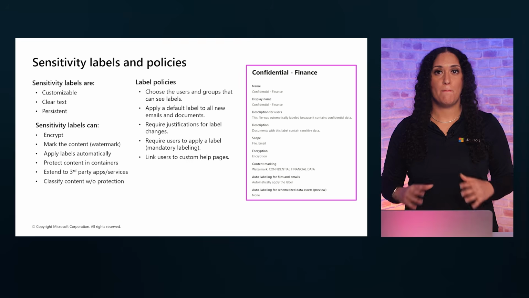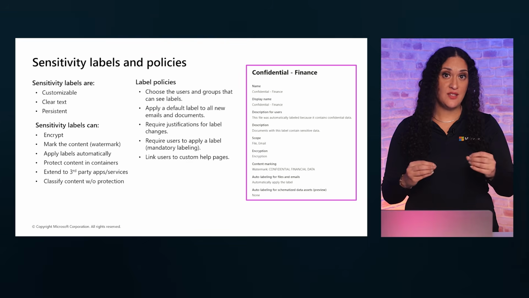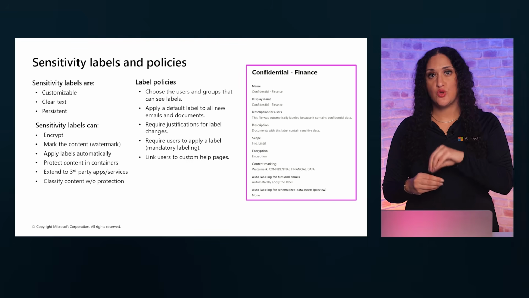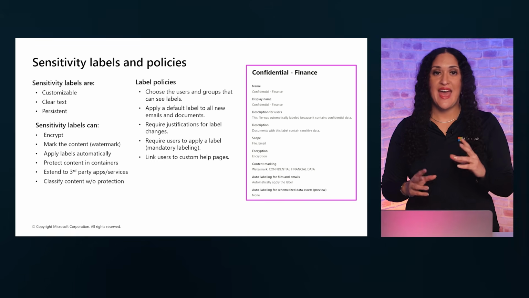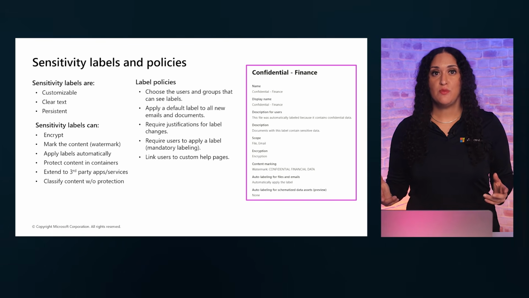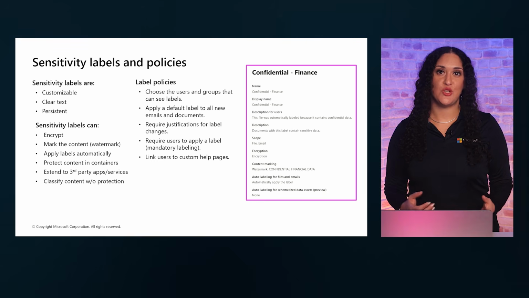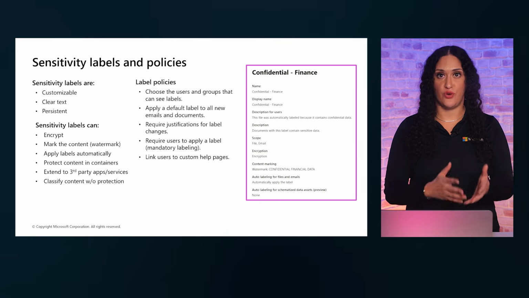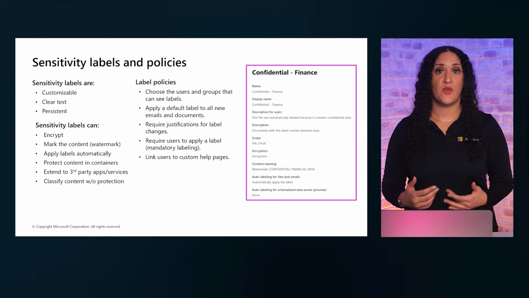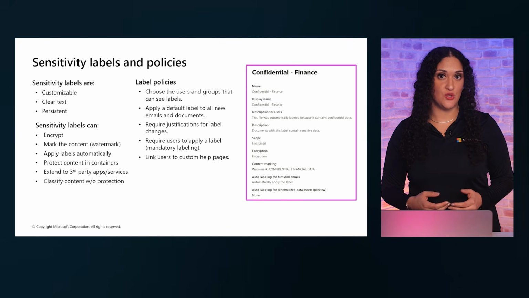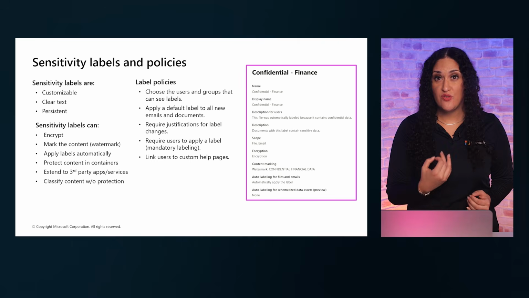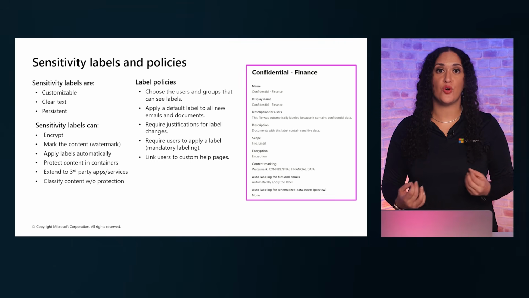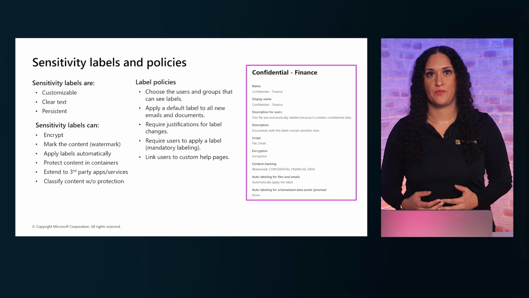Sensitivity labels become powerful when they're combined with label policies, which control who sees which labels and how they are used. Through label policies, administrators can publish labels to specific users or groups. Then they can apply default labels to new content. They can require justification when labels are changed, or they can enforce mandatory labeling before content can be saved or sent.